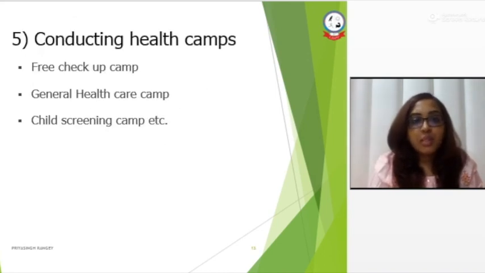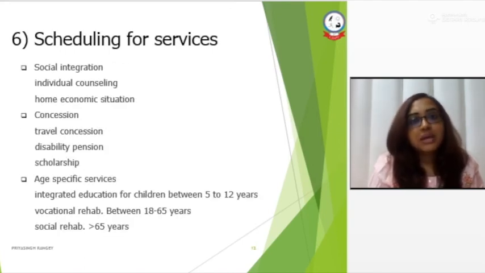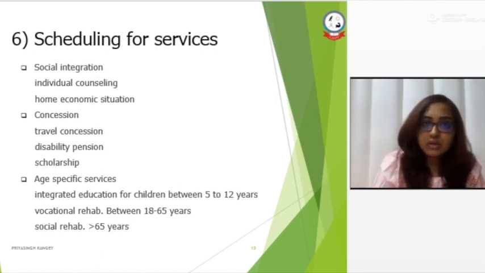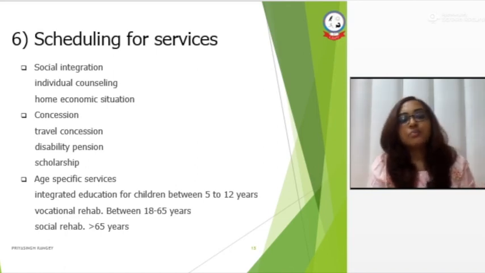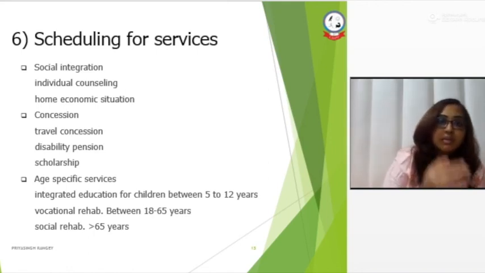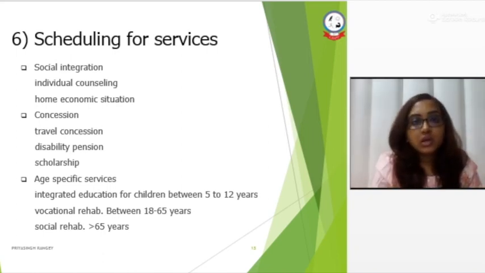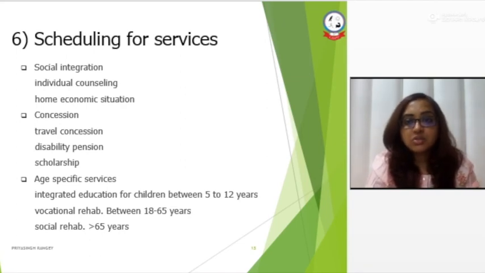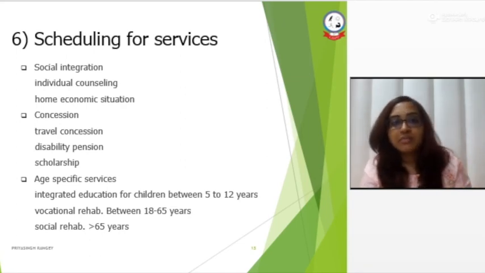accordingly. We need to conduct different health camps like free checkup camps, general healthcare camps, child screening camps, etc. We can schedule different services like social integration. Individual counseling can be performed using the home economic situation. We can have the patient be provided concessions like traveling concessions if the patient is living far away. If we cannot give daily services to the patient, then we can give a travel concession, so the patient can go to the hospital to avail the services.